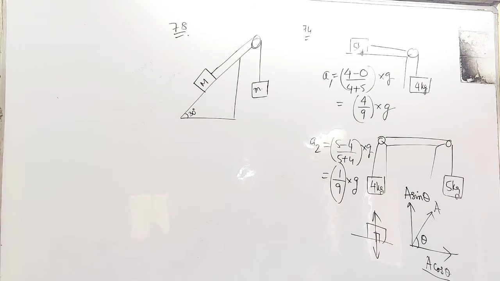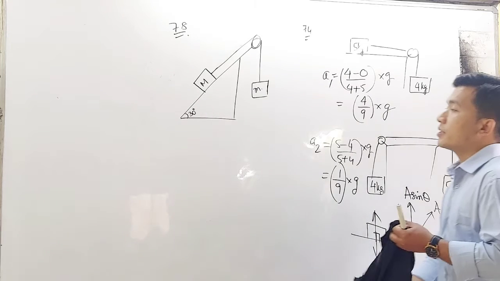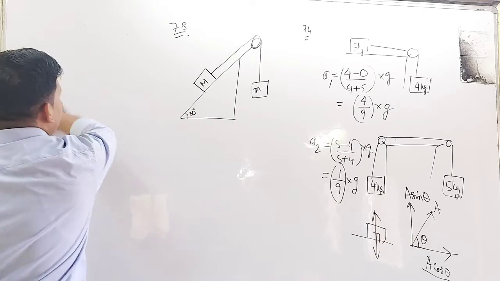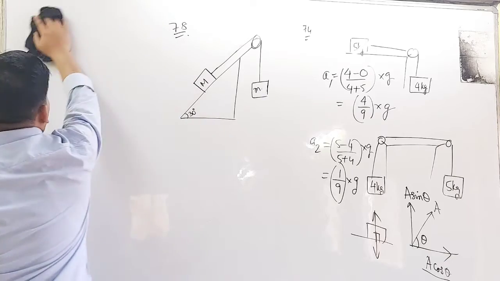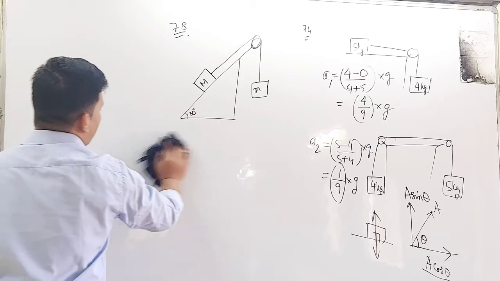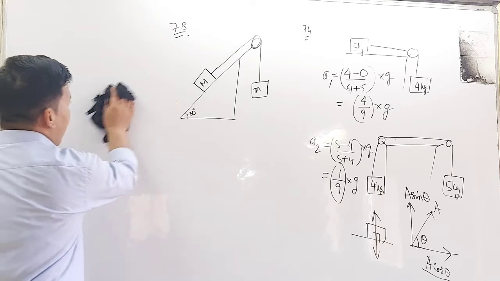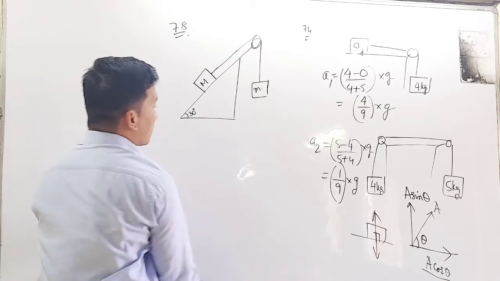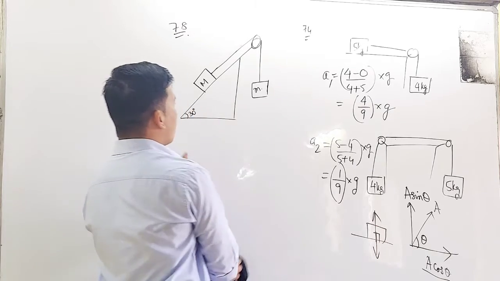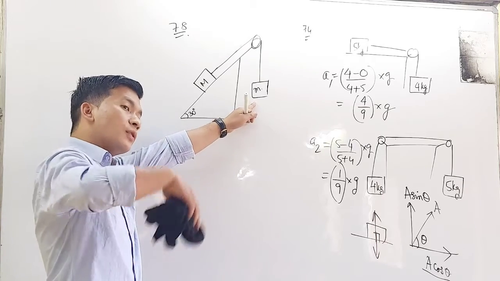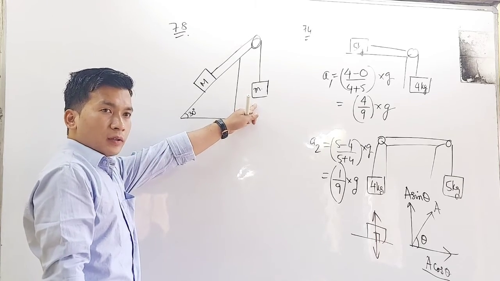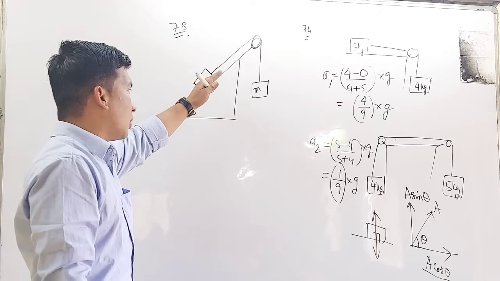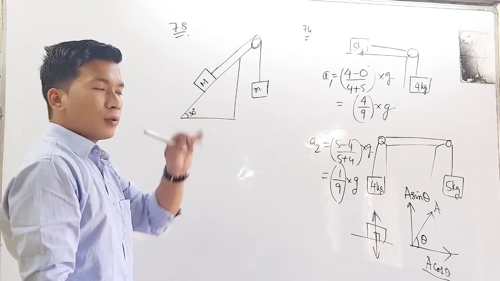Question 78: what is the meaning of the given question? Here we have two different masses, capital M and small m. Capital M is kept on this inclined surface with an angle of inclination of 30 degrees. Small m is kept on the other, vertical side. The horizontal part we ignore, but the incline we cannot ignore.